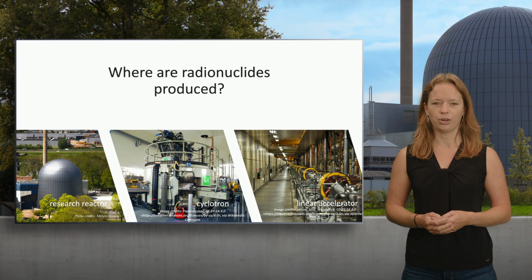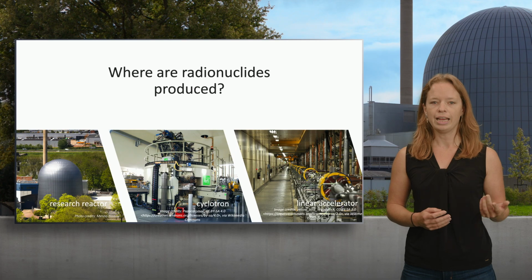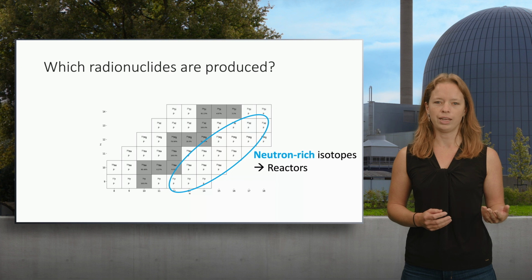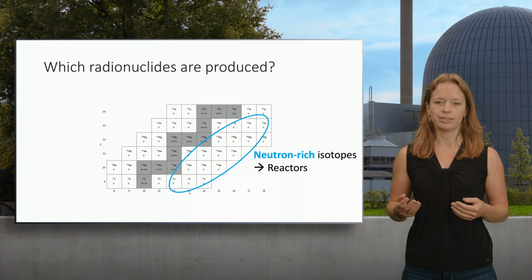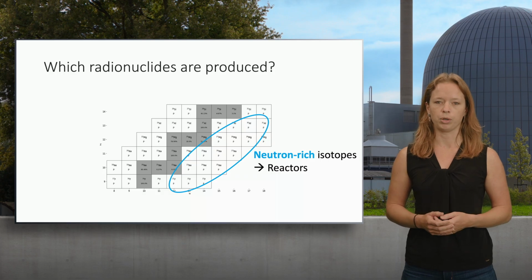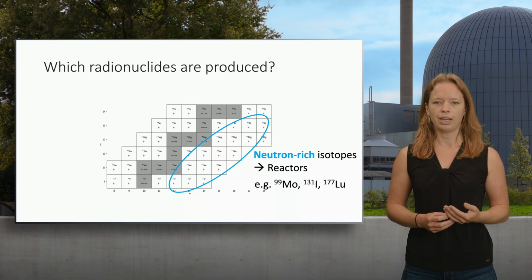In this lecture, we'll take a look at all three types of production facilities: research reactors, cyclotrons, and linear accelerators. When we take a look at this cutout from the chart of nuclides, we find the stable isotopes in the center, here in gray. To the right-hand side of them, we find the neutron-rich radionuclides. These typically decay by emitting a beta- particle and are therefore used for therapeutic purposes. These are often produced in research reactors through neutron capture reactions. Examples of neutron-rich radionuclides are molybdenum-99, iodine-131, and lutetium-177.